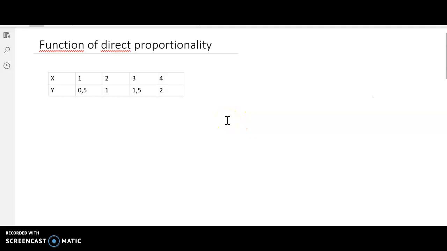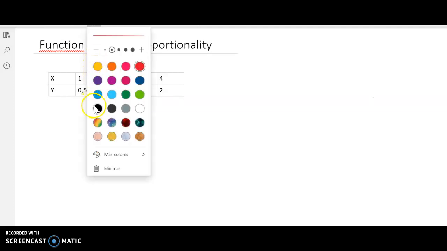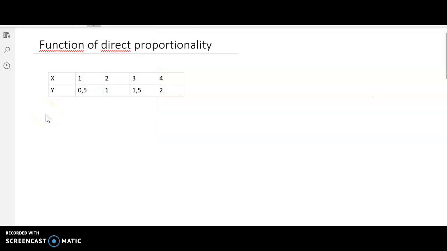Hello, in this video we are going to see the function of direct proportionality. This is a very simple type of function. So to see if a function like this table that you have here on the screen is a function of direct proportionality, we need to form a proportion with the two variables.